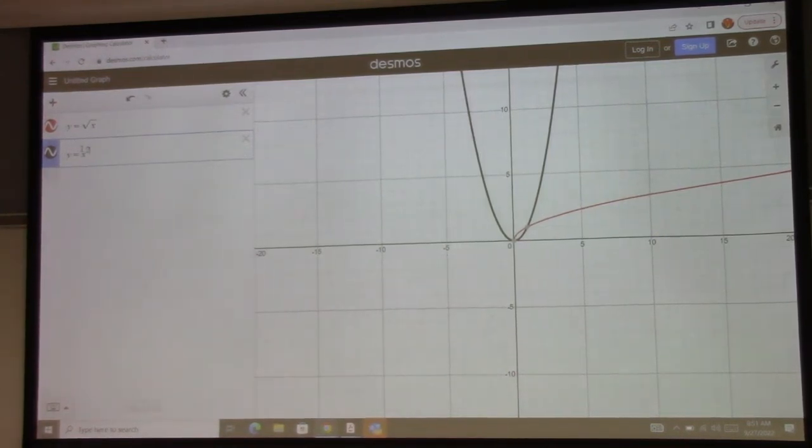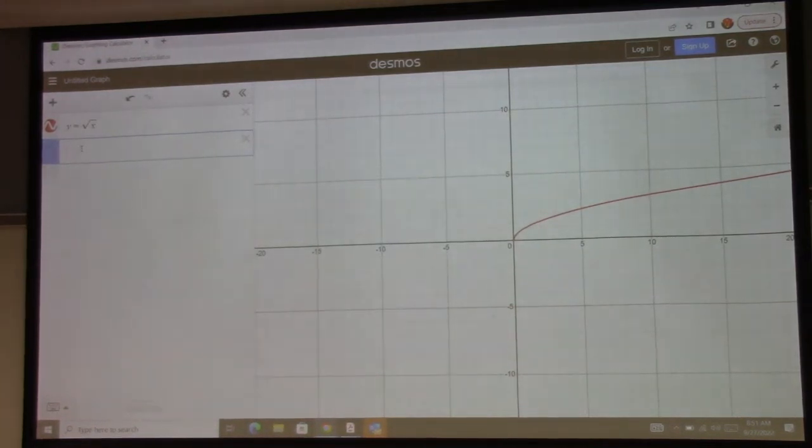So let's use the square root graph to illustrate transformation 6. Let's do 5 and 6 for this. So let's do 5 to start with.